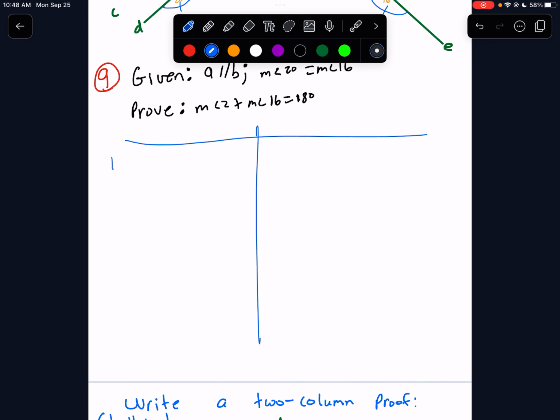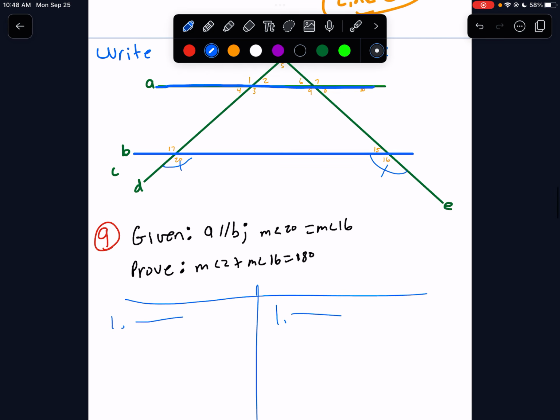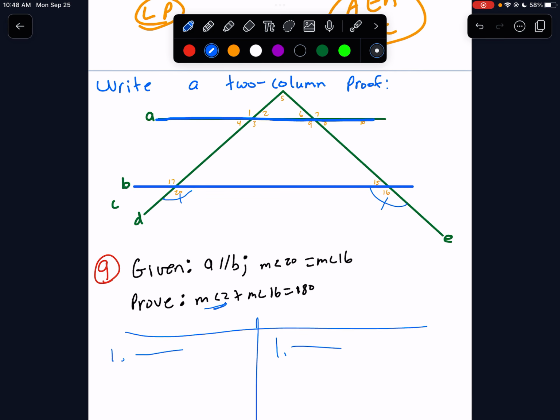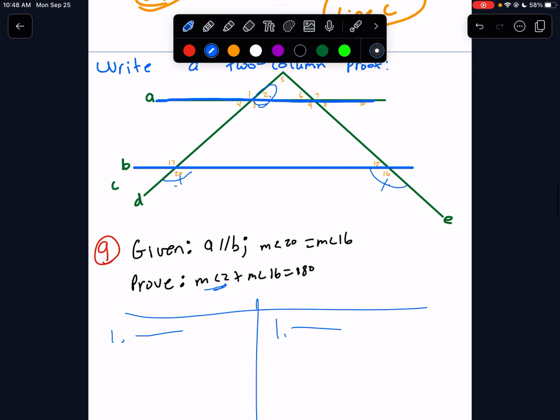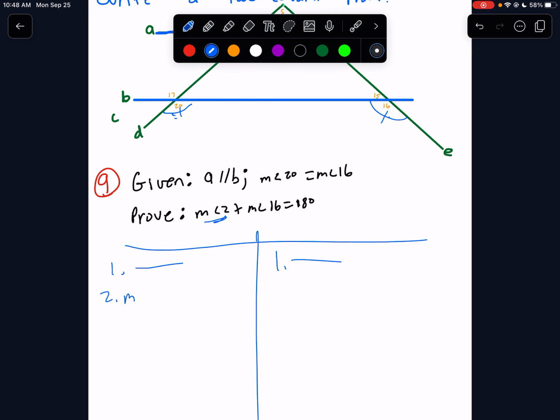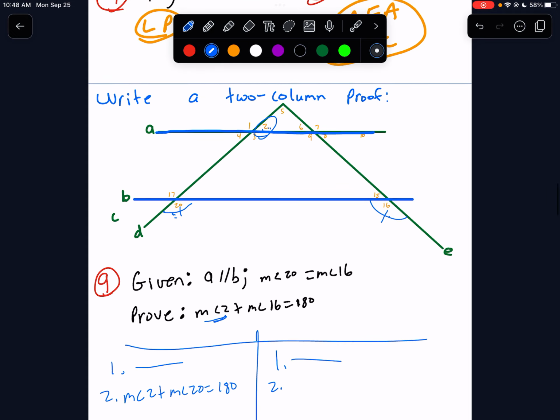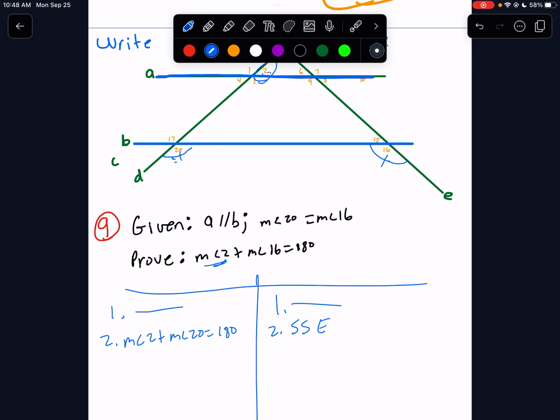So we make our 2 columns. Here's my given information. They mentioned angle 2 here, so is there a way to connect 2 to 20 or connect 2 to 16 would be my question, because 2, 16, and 20 are the 3 angles that they mentioned. It helps to focus your attention on what they mentioned. And I know because of the blue parallel lines that 2 and 20 are going to add up to 180. So I know that the measure of angle 2 plus the measure of angle 20 equals 180. And that is because of the parallel lines. That's the same side exterior angle theorem.